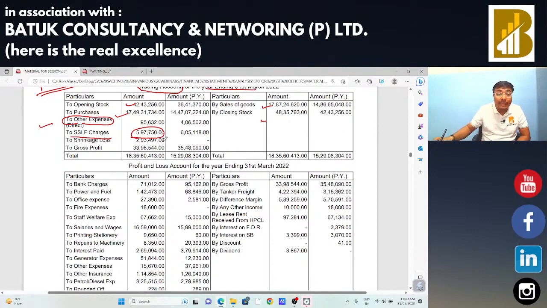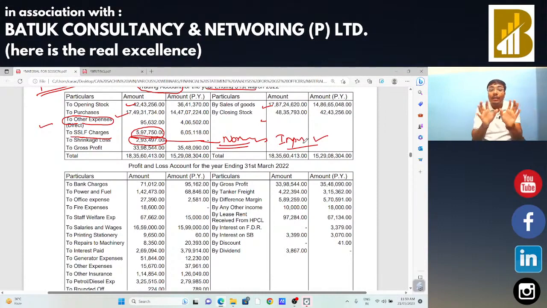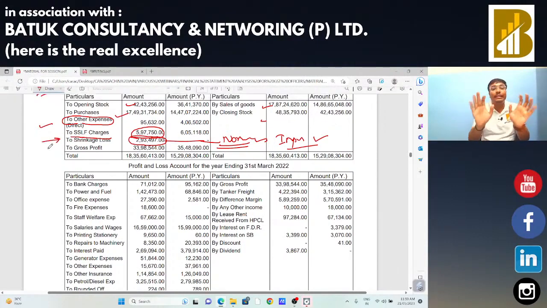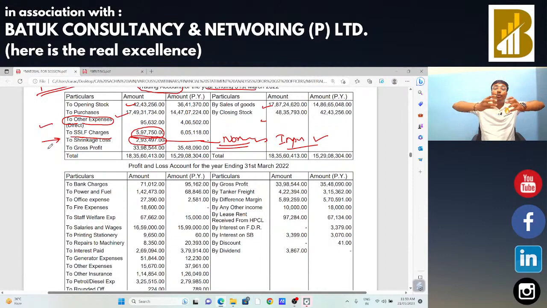Okay, next, shrinkage loss. Sir, in case of shrinkage loss, if the shrinkage is normal in nature, normal shrinkage, in that case input is allowed, but if the shrinkage is abnormal in nature, in that case input tax credit is not allowed. So we need to bifurcate the figure. In maximum cases, if he has booked the complete shrinkage here, then the entity is going to claim the input tax credit on the complete shrinkage expenditure. We need to check the bifurcation of the shrinkage expenditure between normal and abnormal. If the loss is normal in nature, input tax credit is allowed, but if the expenditure is abnormal in nature, input tax credit is not allowed. So we need to check the same.